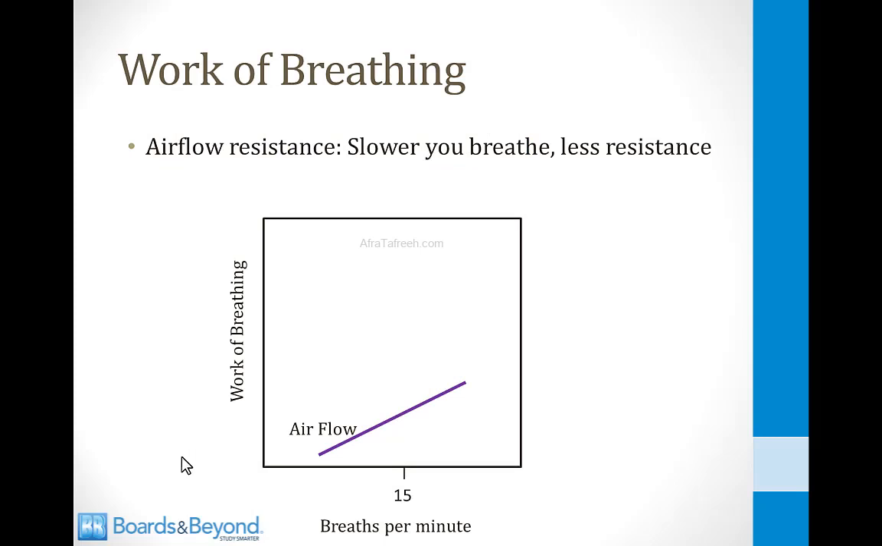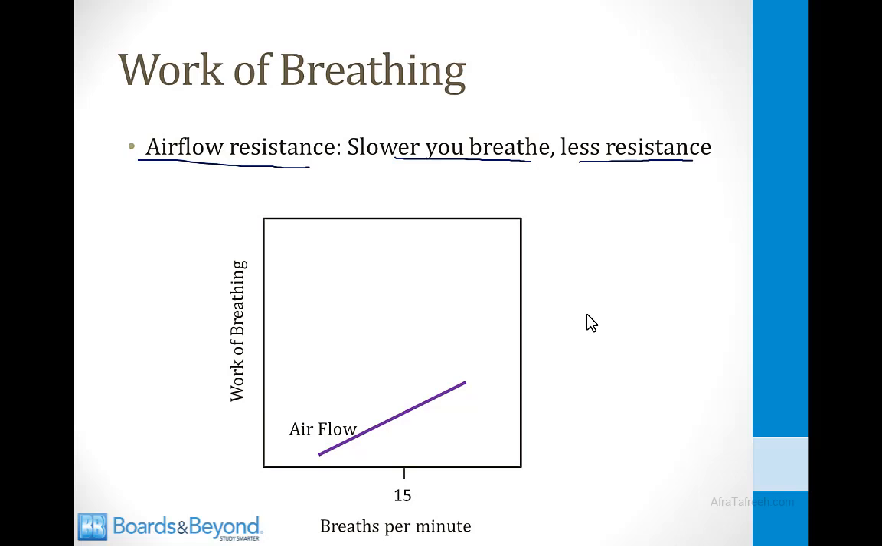So it turns out that there are two forms of resistance the body has to overcome to ventilate the lungs. The first one is called airflow resistance, and like the name implies, this is the resistance to moving air through the tubes in the lungs. And it turns out that the slower you breathe, the less resistance there is to airflow. And why is that the case? Well, when you breathe rapidly, you create turbulent flow of air, and that has a lot of resistance and requires a lot of work to move it along.